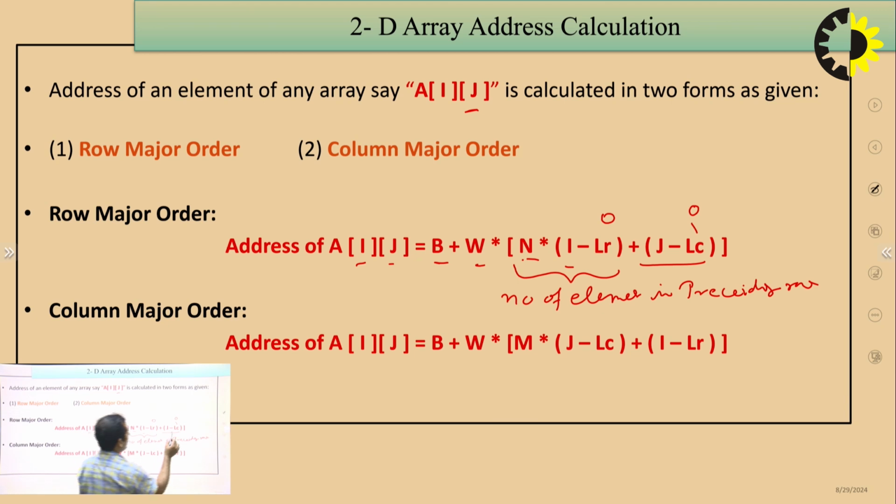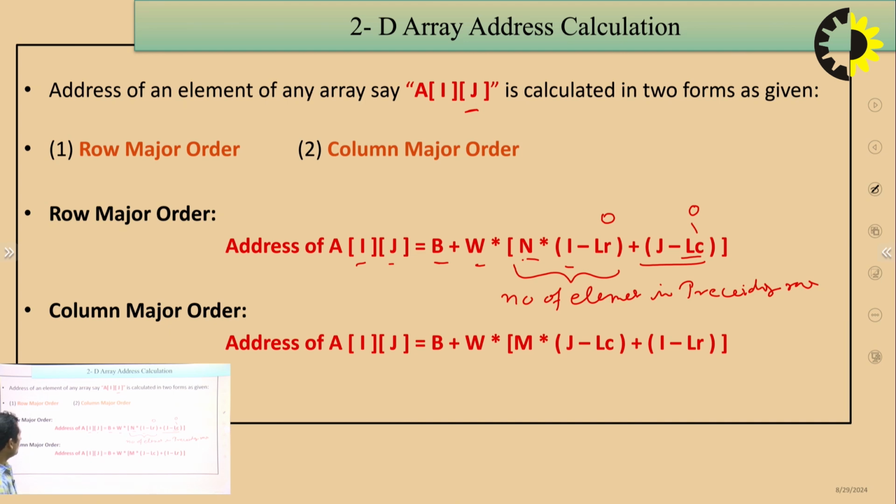Otherwise, subtract the lower limit. If this is not 0, then subtract the lower limit. So the simple formula is b plus w into n, the number of elements in each row, into i minus LR, plus j minus LC. So this is the formula for row major storage.